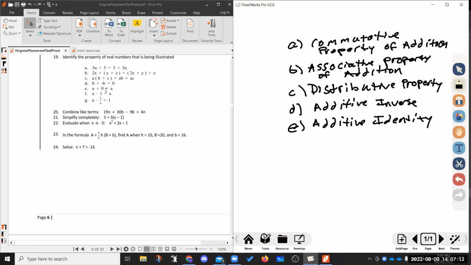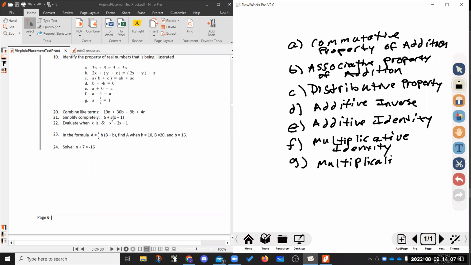I add something or I multiply by something that doesn't change anything. The multiplicative identity is the next one. I can multiply by 1 and not change the value. So that's the multiplicative identity. And the last one, G, is going to be the multiplicative inverse. We have a special name for that, we're going to call the reciprocal.